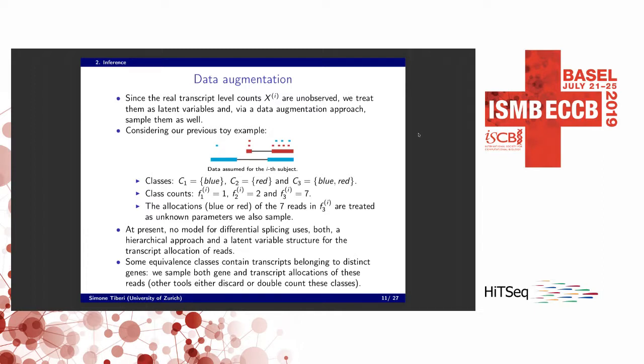And then there are also, in some cases, equivalence classes that might have transcripts from different genes, because it happens that reads are compatible with transcripts that actually belong to distinct genes. So in this case, we just proceed in a similar manner where we not only sample the transcript allocation of reads, but also the gene allocation. And when I say that we do this sampling, we obviously do that iteratively in the MCMC. We don't just do it once.